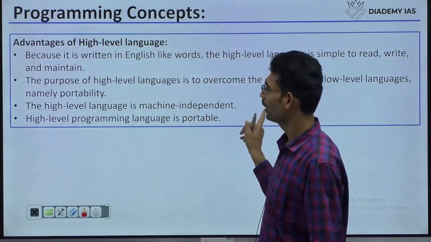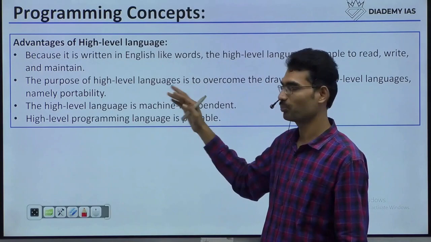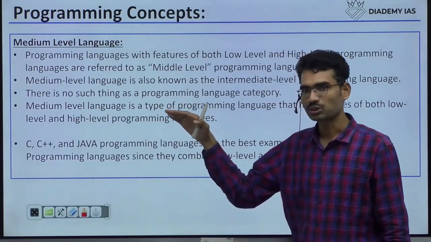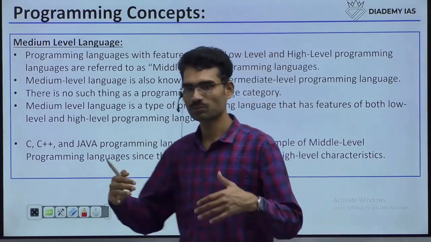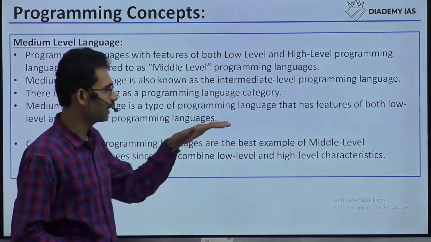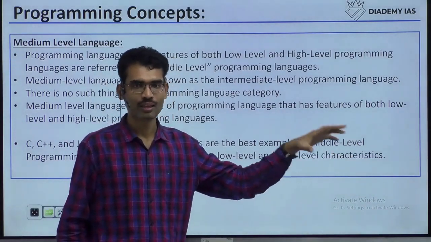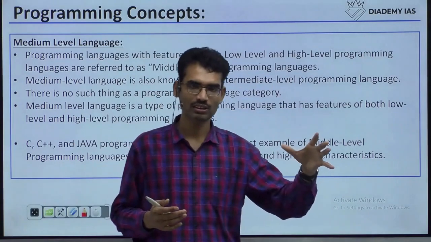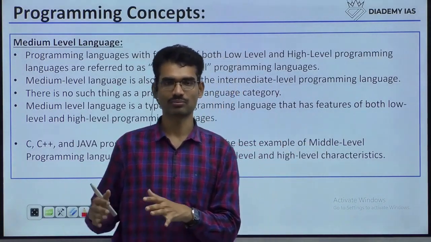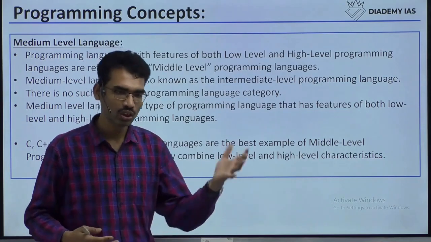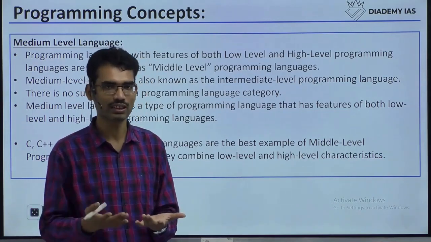This is thanks to the development of high level languages. When it comes to medium level language, there is no specific term as such, but it is a kind of intermediary stage. Some languages have low level features also, high level features also. High level features means which we can understand easily. Low level features means which machines can understand.